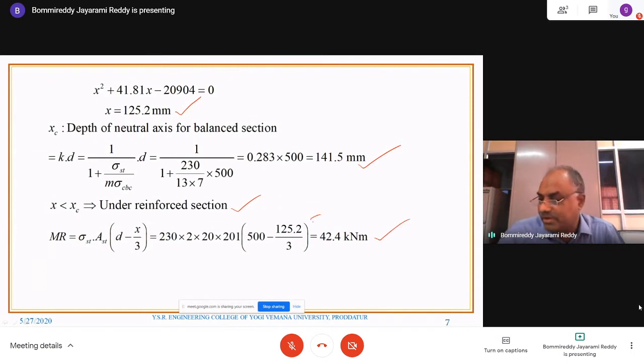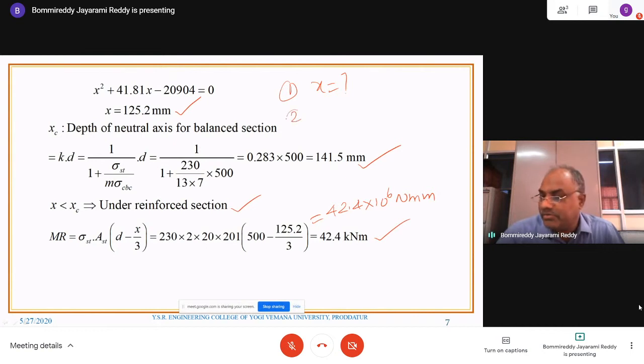And here you will get the magnitude 42.4 into 10 power 6 Newton millimeter, because all the values substituted here are in newtons and millimeters. It will be multiplied by 10 power 6 and finally in kilonewton meter 42.4. So here the questions in the examination may be what is the depth of the neutral axis? That may be the question in the exam.